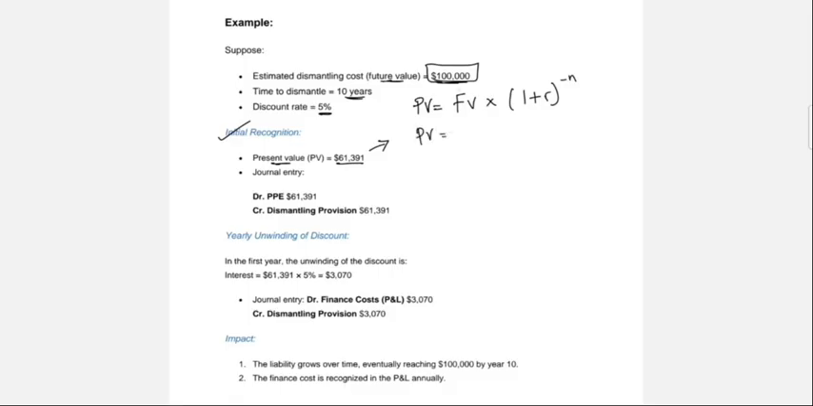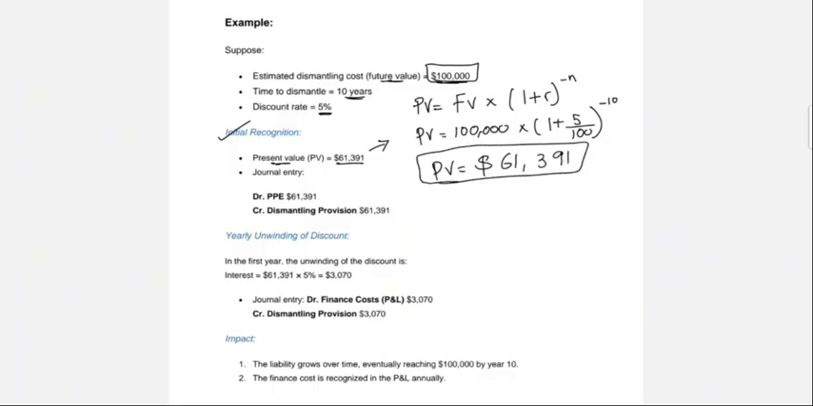Therefore, the present value will be equal to 100,000 multiplied by 1 plus r, which is the discount rate, 5 divided by 100, to the power of minus 10. Please take a pause and put this into your calculator and tell me what is the answer. Once you calculate this, you will see that the answer is going to be $61,391. This is the present value of the cash outflow that will occur in the time of 10 years.